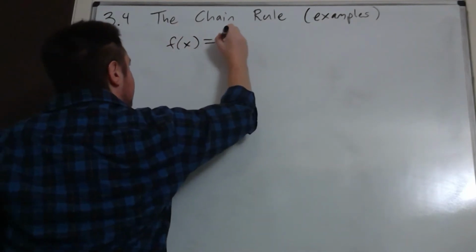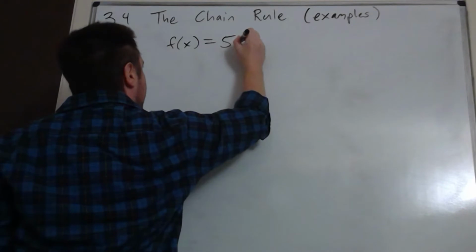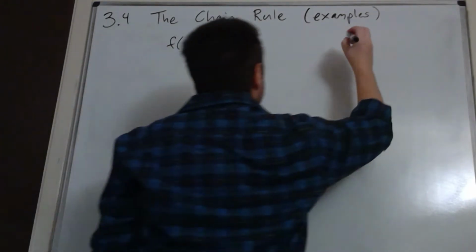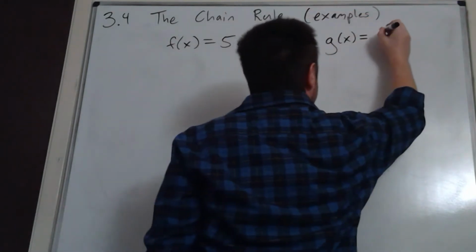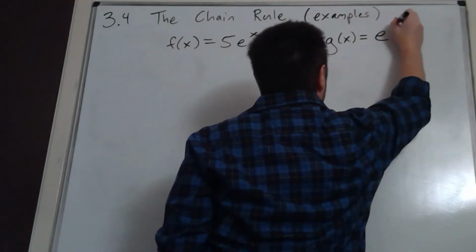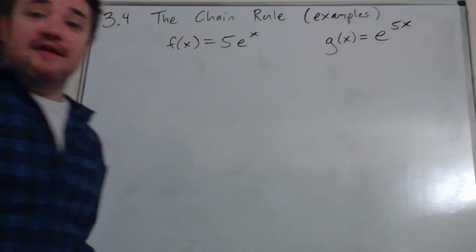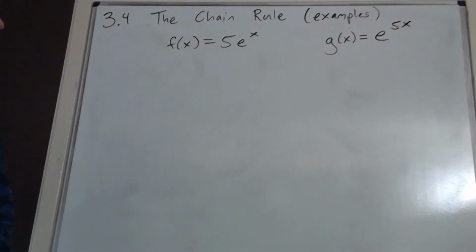We've seen something like this. Let's say I've got 5 e to the x. And then now let's introduce something like this. Let's say I've got e to the 5x. And let's discuss the difference between these two things.